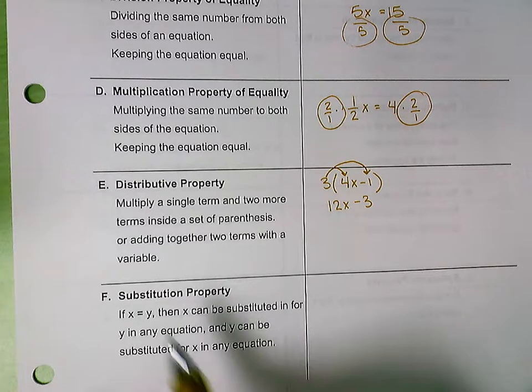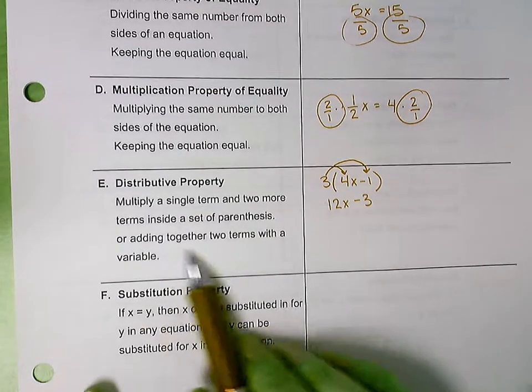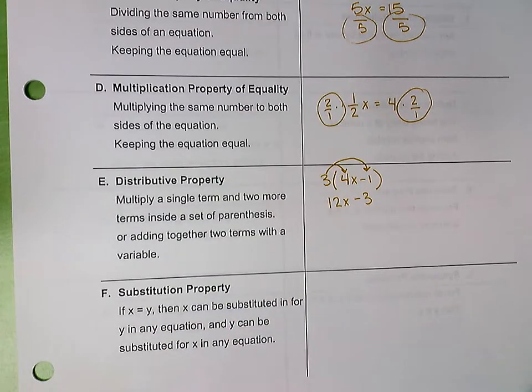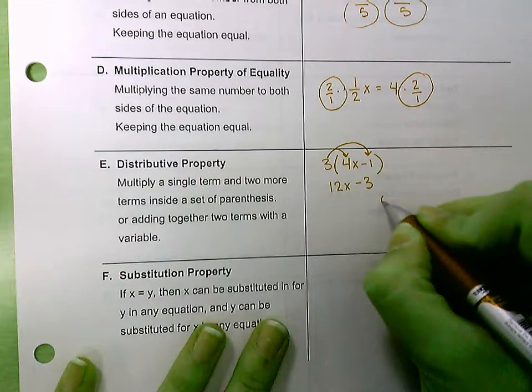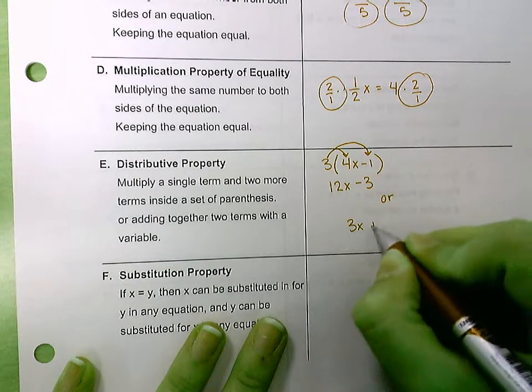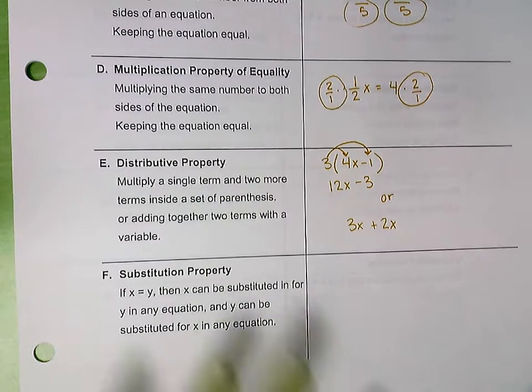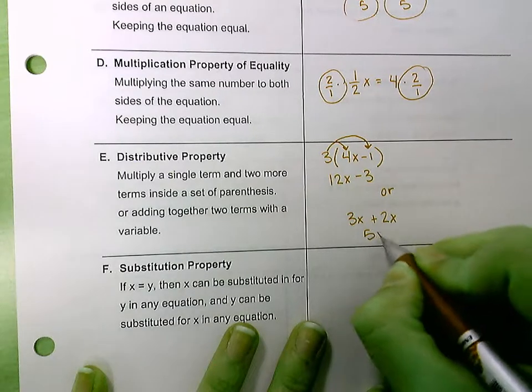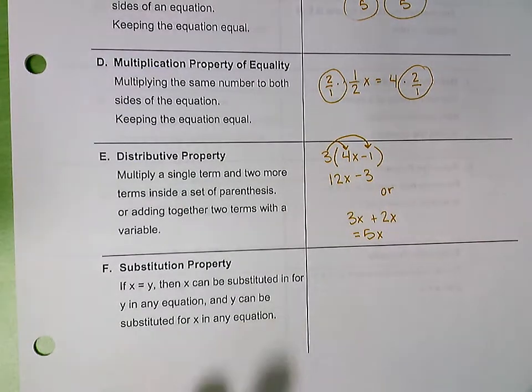Or adding together 2 terms with a variable is also considered the distributive property. So if I have 3x plus 2x as my statement, and I want to combine like terms to get 5x, that's also considered the distributive property. Combining like terms with a variable is the distributive property.